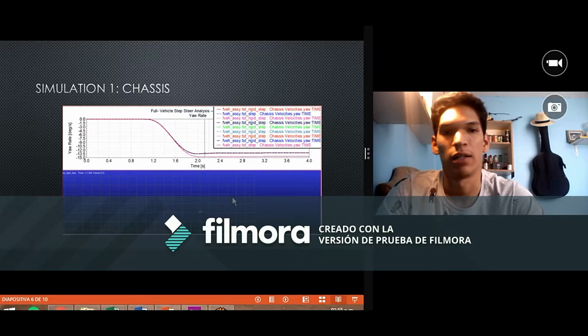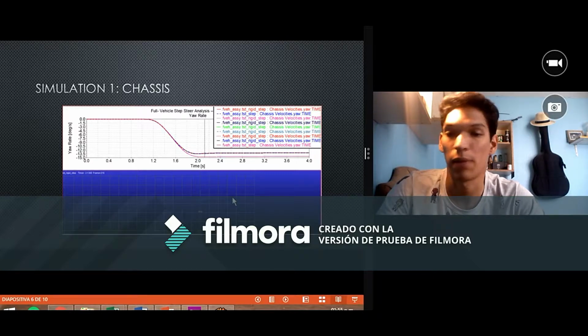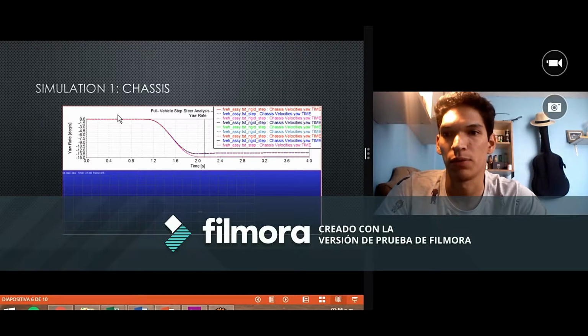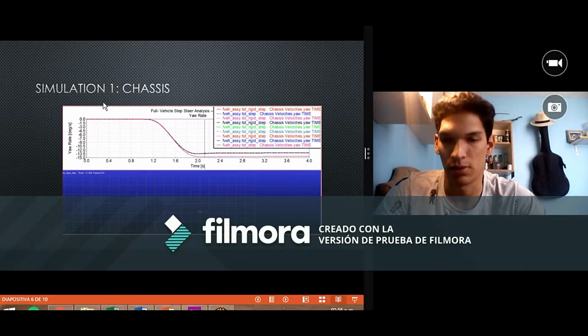In this class, we're going to see that Workshop 7 is about the full vehicle step steer analysis and yaw rate. In this graphic, we analyze the yaw rate in degrees per second against time in seconds. We compare the rigid body and the flexible body, and we have to count the steps. The line of the flexible body has more yaw rate than the rigid body.